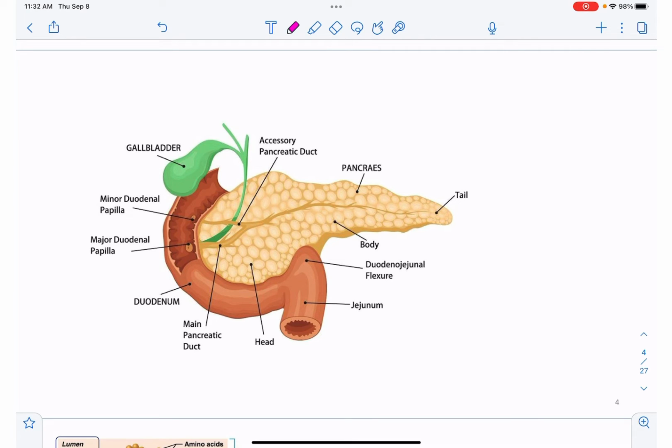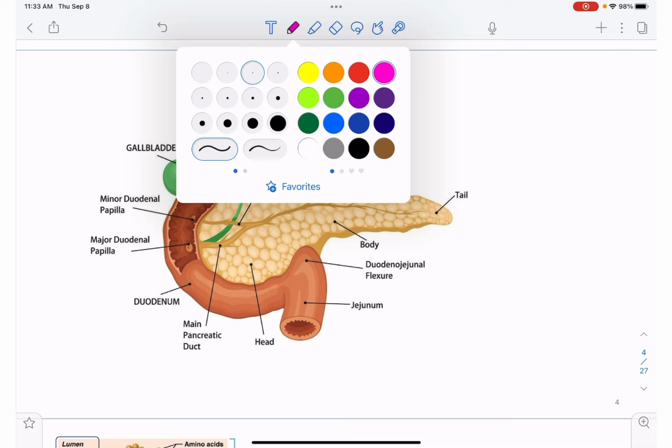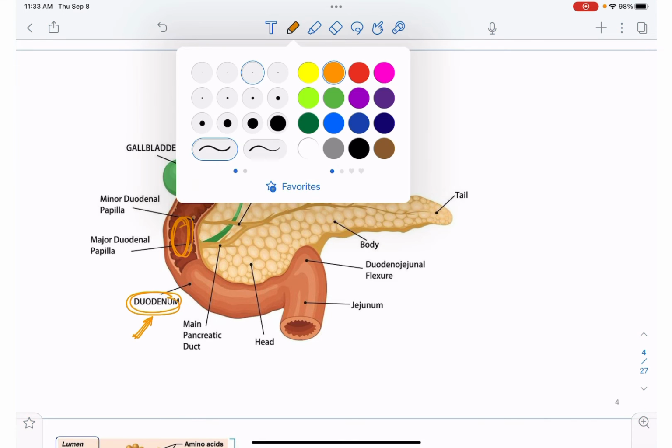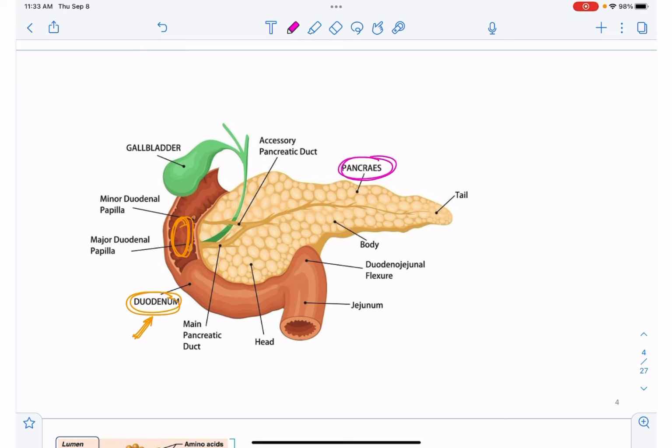And let's take a look at the pancreas. So here we have the pancreas down in the abdominal cavity. And to orient ourselves, here is the first part of the small intestine, which is the duodenum. So the duodenum is part of the alimentary canal itself. And then we have the pancreas that is located outside of the alimentary canal. But what the pancreas is going to do is produce digestive secretions that we collectively call pancreatic juice.